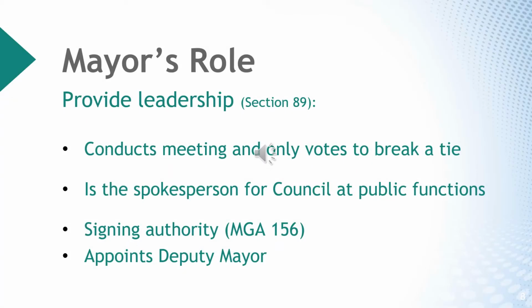The mayor's role is outlined in Section 89 of the MGA. And basically the mayor's role is to conduct the meeting, and they only vote to break a tie. The mayor is the spokesperson for council at public functions unless they decide to delegate it to someone else. They are the signing authority as well as the CAO. The one role that they do is they appoint the deputy mayor.